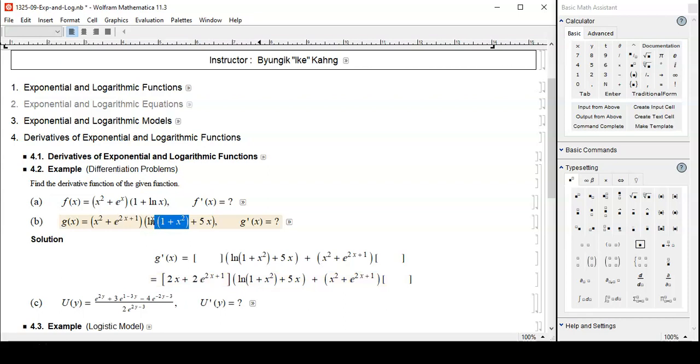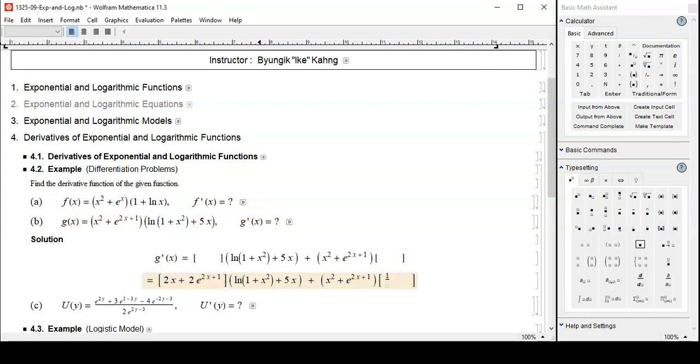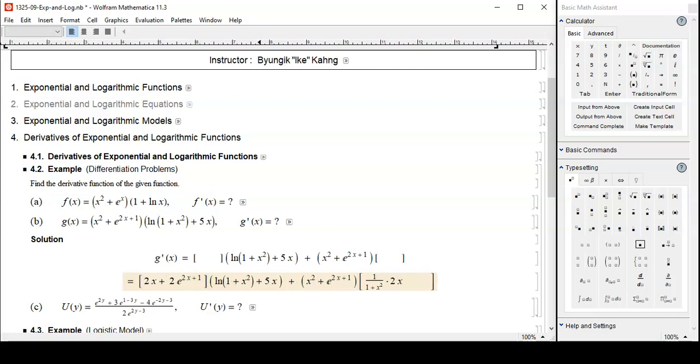Okay, let's look at this. Log function. So it's 1 over x, but instead of x, I have 1 plus x squared. So that one goes to the denominator, and we have to apply the chain rule. Multiply the derivative of the inside. What is it? Derivative of 1 is 0. Derivative of x squared is 2x. All right? And the derivative of this 5 is 5. And that completes the problem.